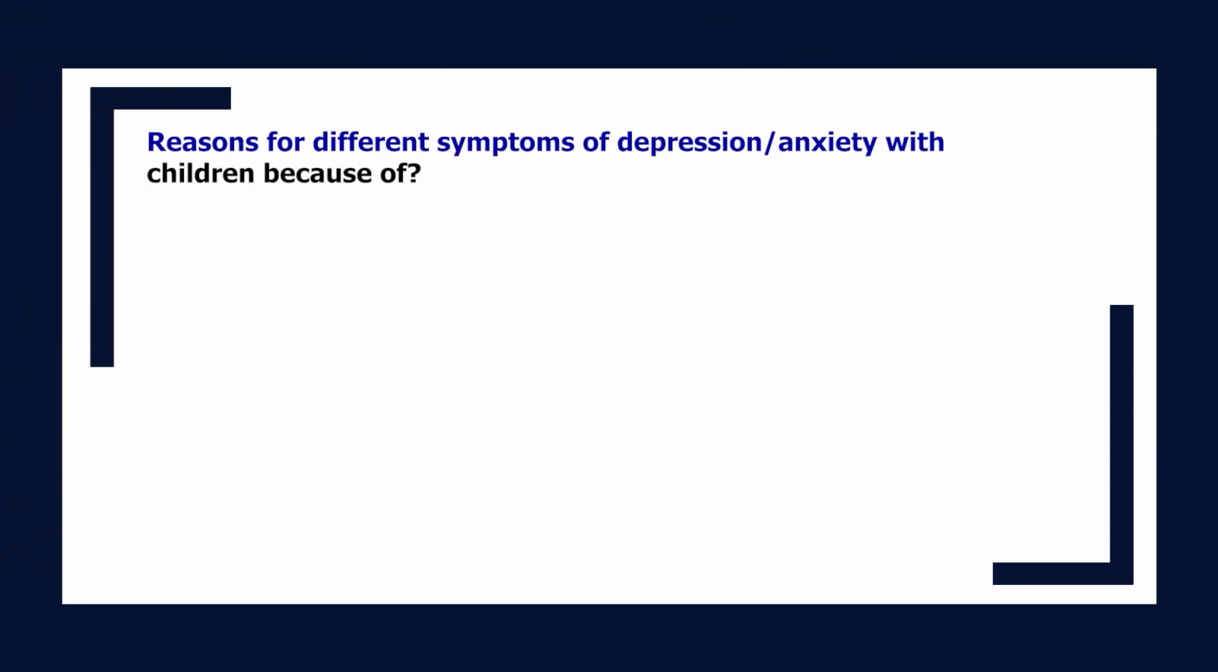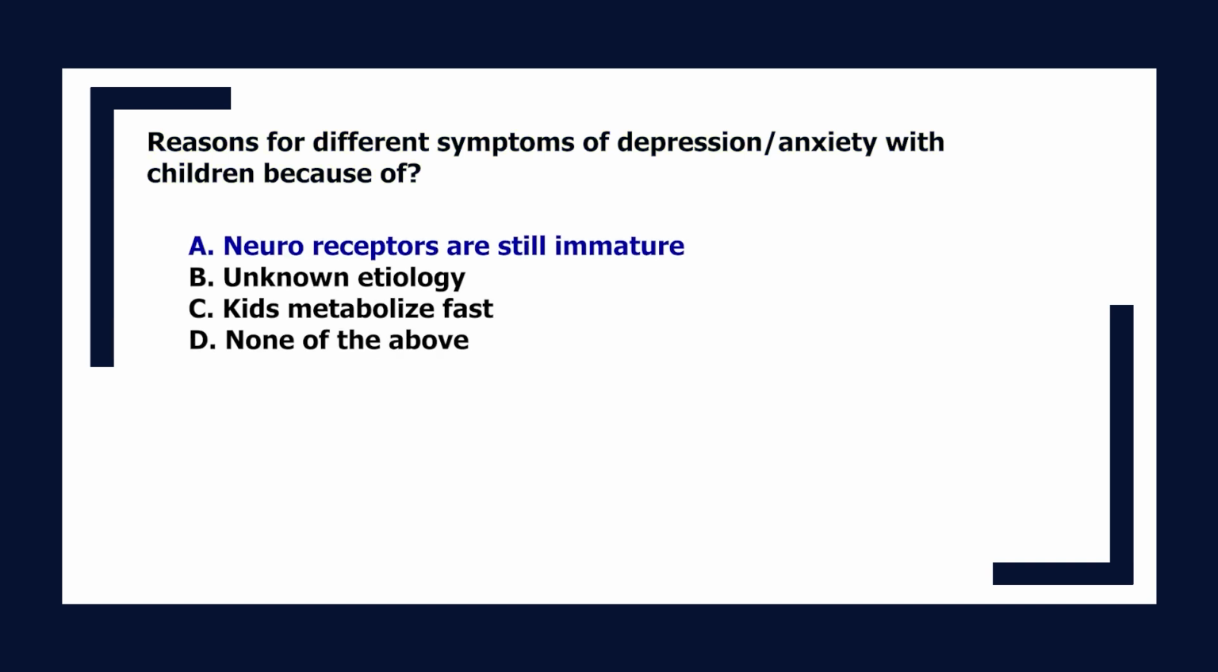Reasons for different symptoms of depression or anxiety with children because of: A. Neuroreceptors are still immature. B. Unknown etiology. C. Kids metabolize fast. D. None of the above. The answer is A. Neuroreceptors are still immature.